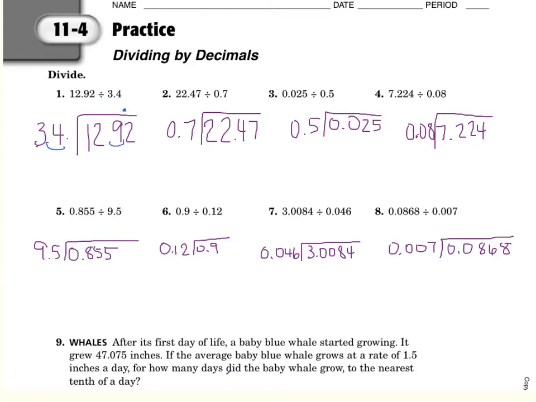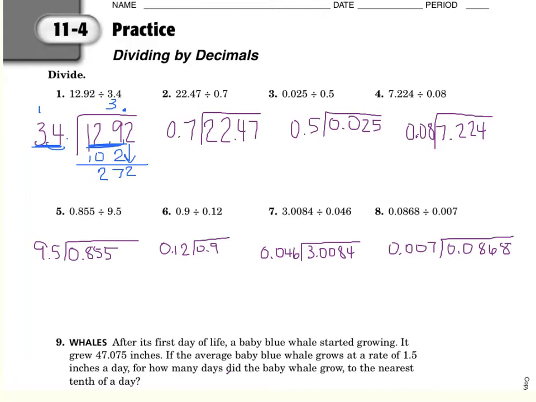Okay, now 34 into 129 goes about 3 times. 3 times 4 is 12. Carry your 1. 3 times 3 is 9, plus the 1 that you carried is 10. And then we have 27 left over. As long as your leftovers are smaller than your divisor, you're good. Now bring down the next number. And now we're going to divide 272 by 34.